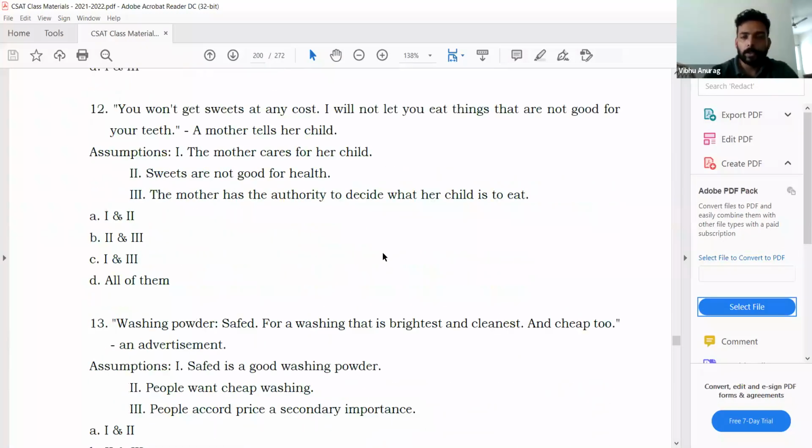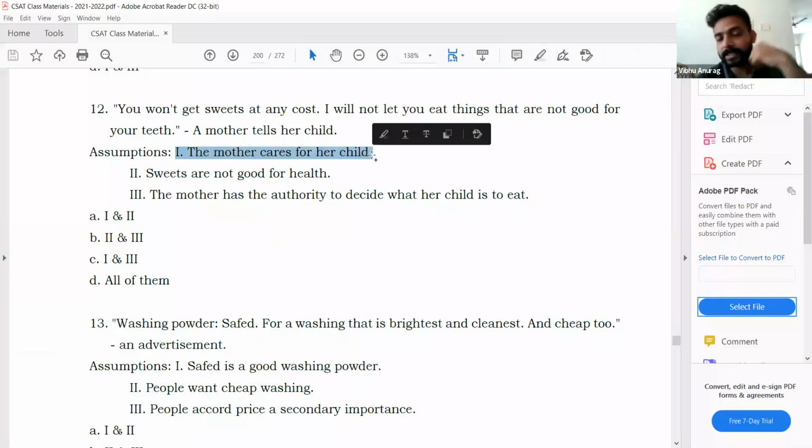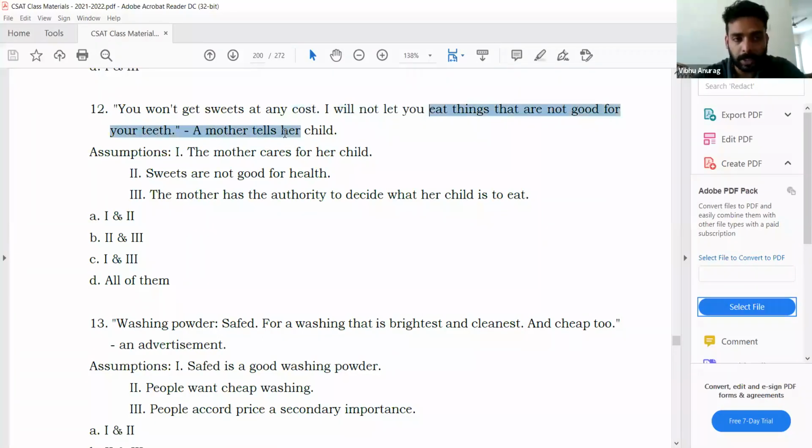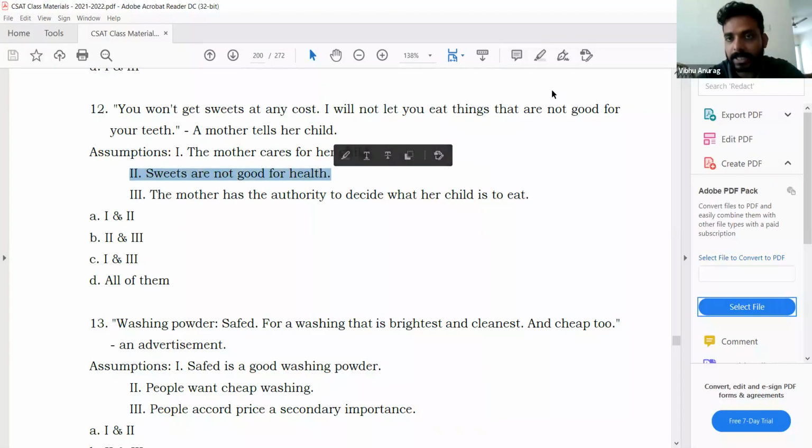Then the 12th one: you won't get sweets at any cost. I will not let you eat things that are not good for your teeth. A mother tells this to her child. So assumptions of the mother. Number 1, the mother cares for her child. Yes, she's saying, I will not let you eat things that are not good for your teeth. So she believes that she cares for her child. So 1 is valid. Second one, sweets are not good for health. Yes, she says, I will not let you eat things that are not good for your teeth. Teeth is a part of health, dental health. So yes, she believes that sweets are bad for health.